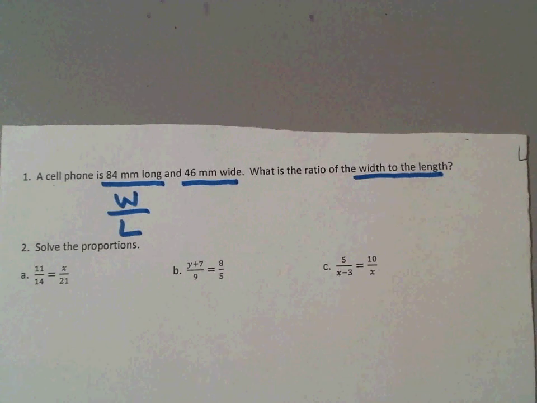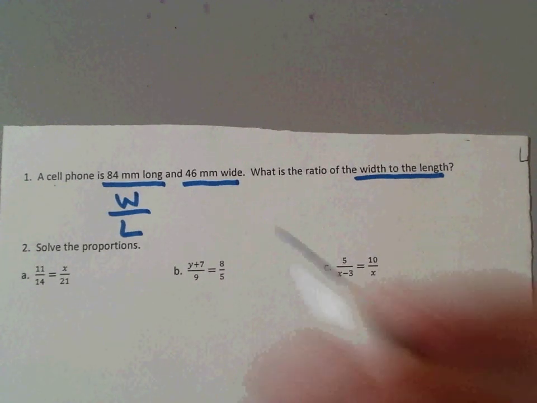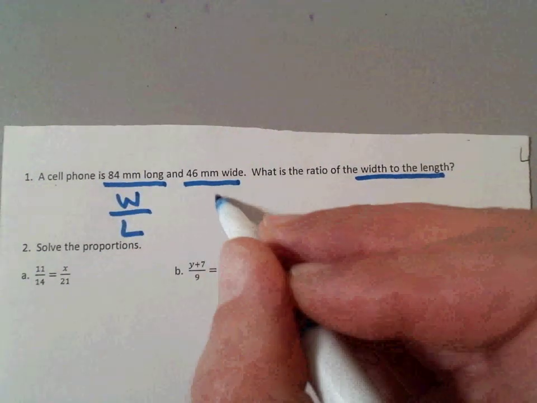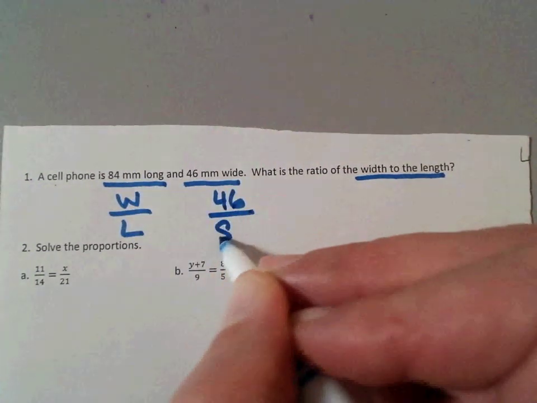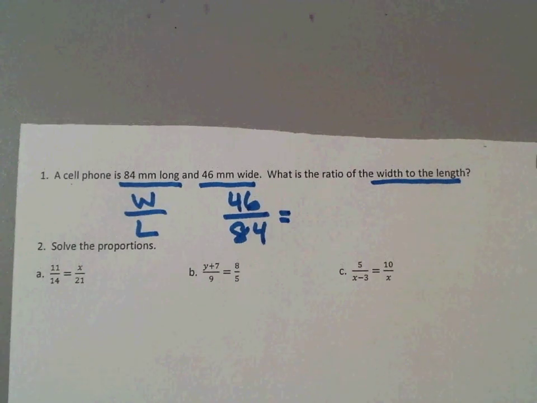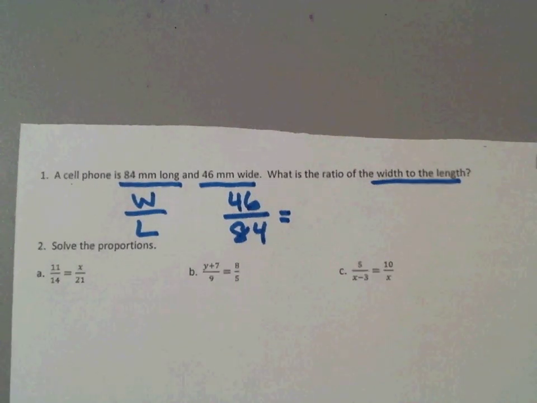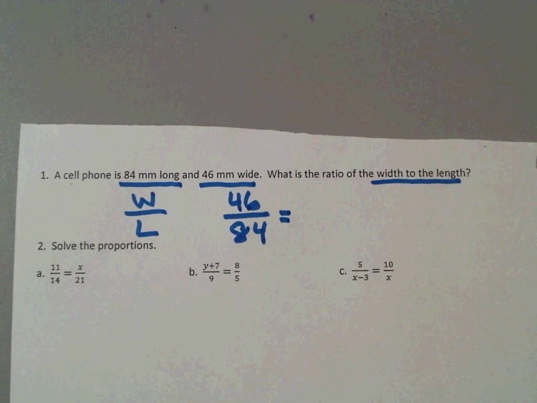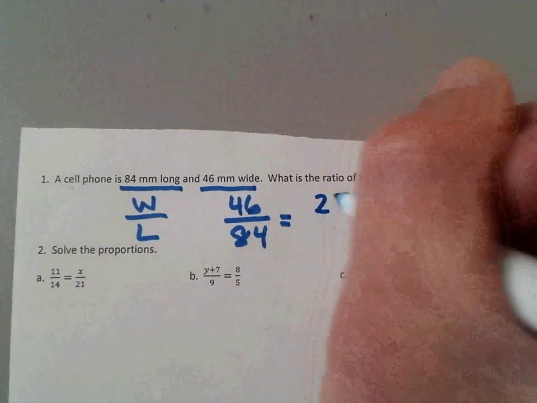All right, so what numbers are those? 46 over 84. Good job. 46 over 84, and you hit your fraction button on your yellow calculator, and it will divide for you. 23 over 42, anybody? Okay, so 23 to 42.